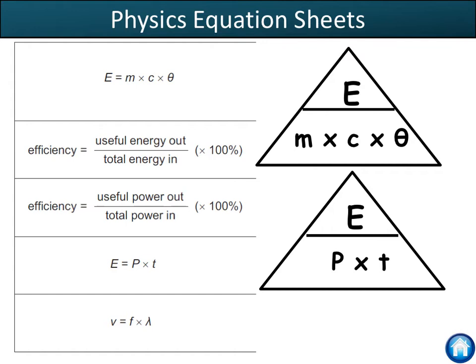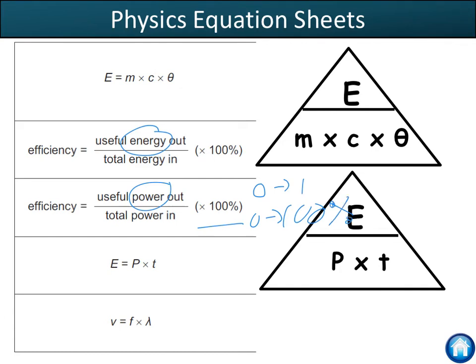The other two equations that are next on the list are both for efficiency. You can see the only difference between these two is that one is about energy and the other one is about power. Remember, if you times it by 100%, then it's a percentage. If you don't times it by 100, you need to leave it as a decimal. And remember that your answer should be between 0 and 1 if it's a decimal, or 0 to 100% if you're doing it as a percentage.